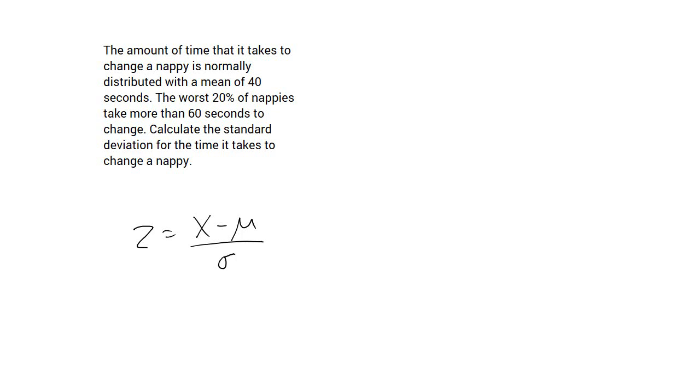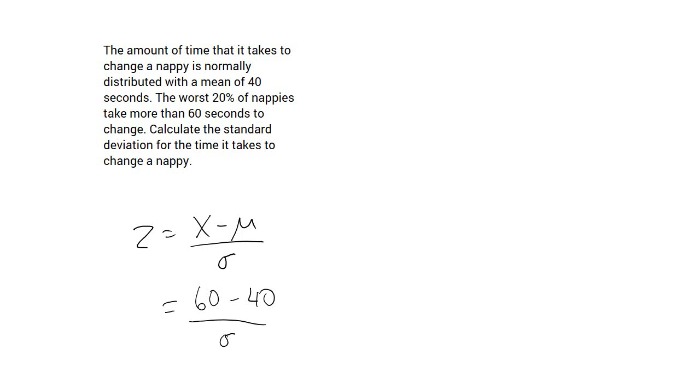The amount of time that it takes to change a nappy is normally distributed with a mean of 40 seconds. So that means it is minus 40. The worst 20% of nappies take more than 60 seconds to change. So that's our X value, that's 60. Over our standard deviation, which is what we're trying to find.